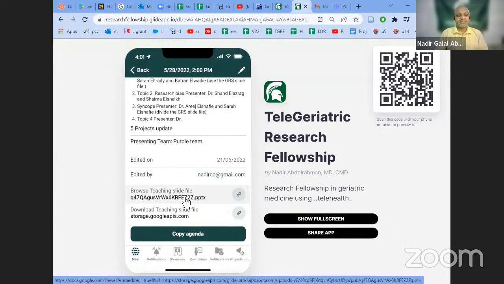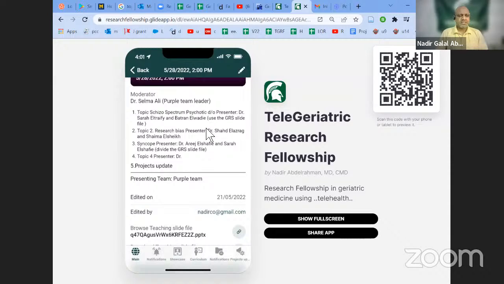We have teaching slides from the American Geriatric Society. So they can just download these teaching slides and they can go over it, or they can update it if there is more information. These slides, I think, were made 2 years ago or something. So maybe there is new information.